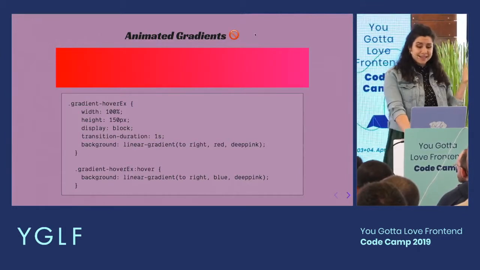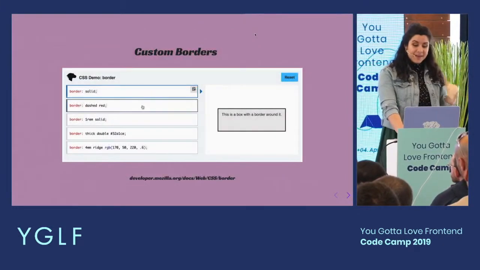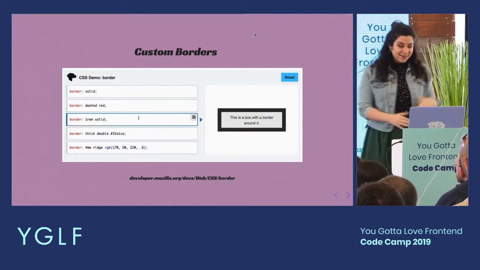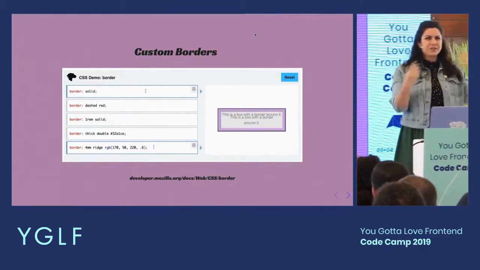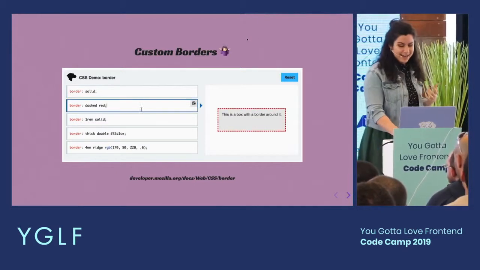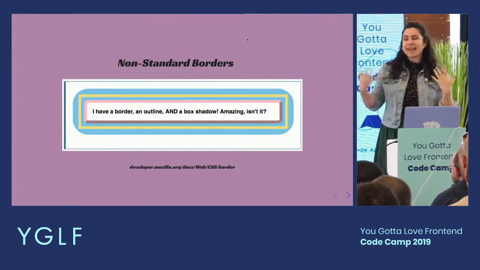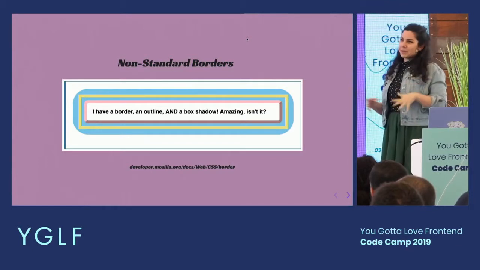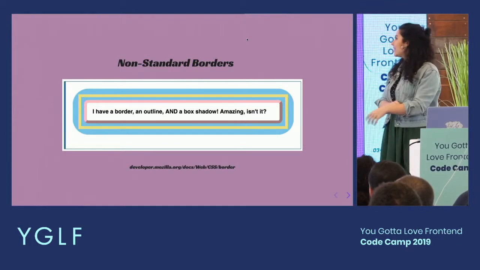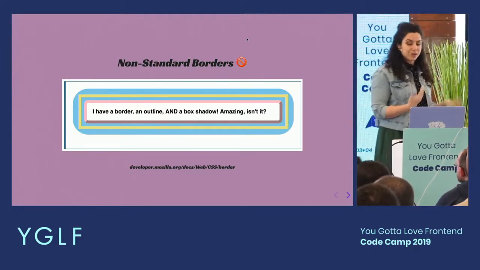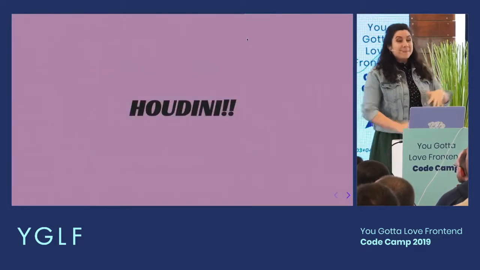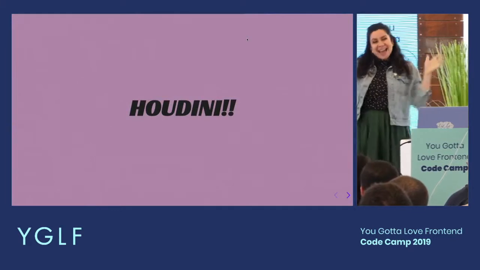So that's not something that's currently possible. Custom borders are another example. You do have a lot of control if you mix borders and shadows and outlines and things like that. But if you're trying to do something outside of just a line or a box with a radius on it, you kind of get stuck and you hit a point. So you can't really do non-standard borders. But that's where Houdini comes in.